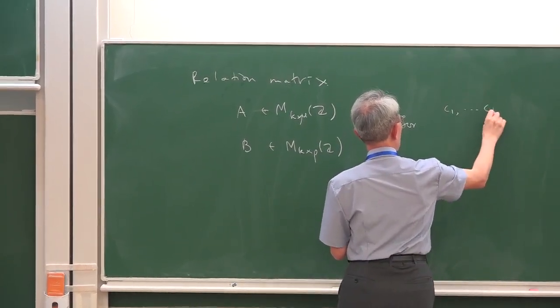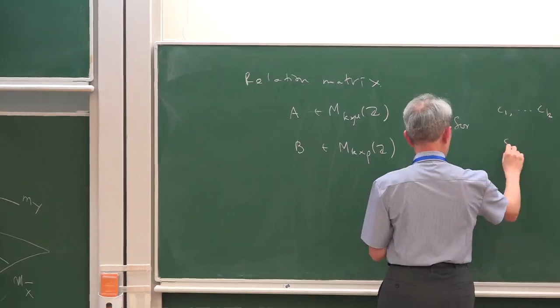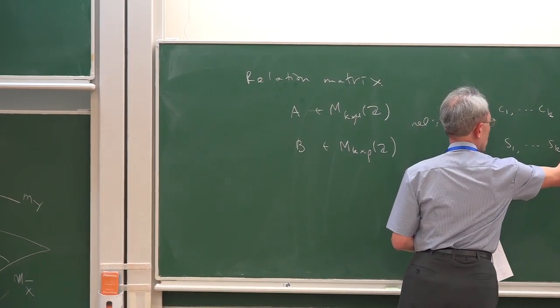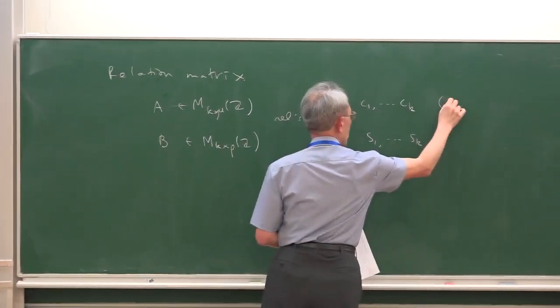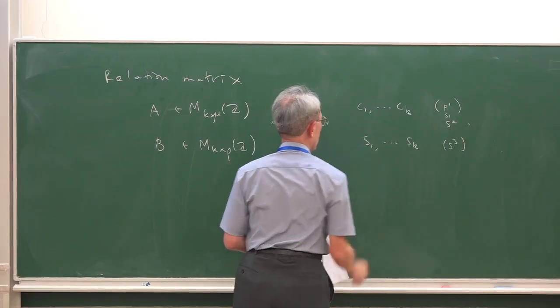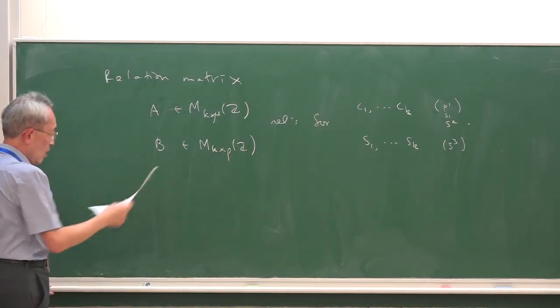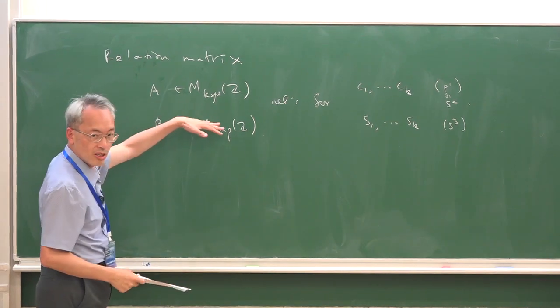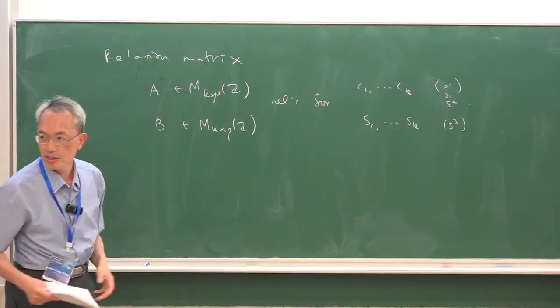C1 is for S1. These are all the curves E1. This is simple notation. Later on I will write this in more detail, but just say you have a relation matrix.